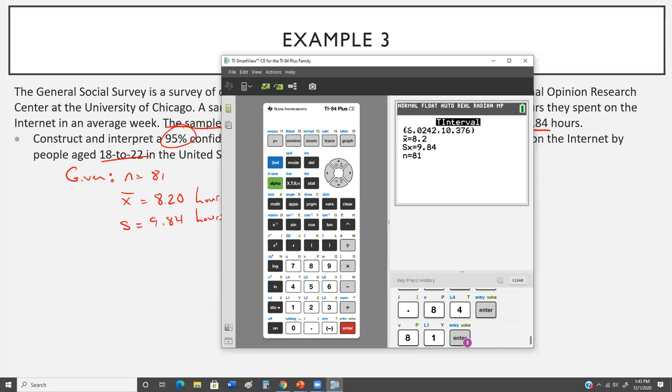All right, so it's just going to go from, I'll go to two decimal places here. I'll go to three. Let's get crazy. 6.024 to 10.376.